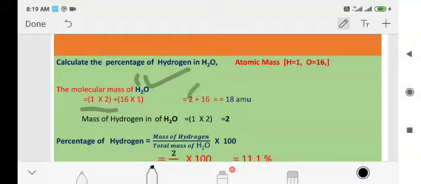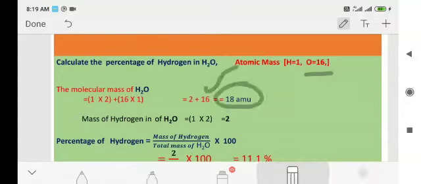And then you will have to find out the mass of oxygen. 1 oxygen atom is there. So the oxygen atom's mass is 16. It is given here. 16 will be multiplied by 1. And that way you will get 16 here. 2 plus 16, the total mass is 18 AMU. That is quite simple. There is no complication.